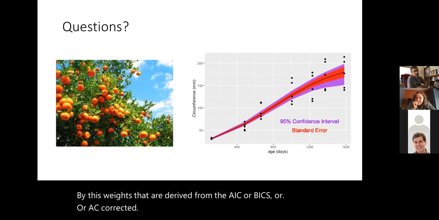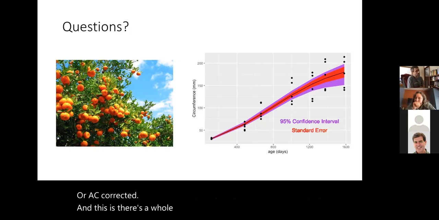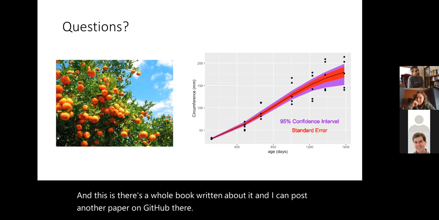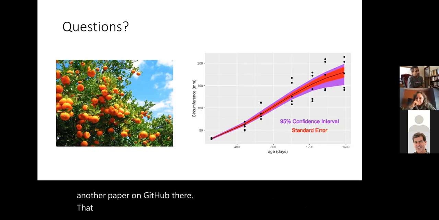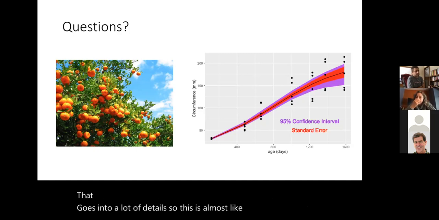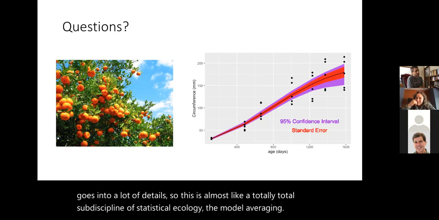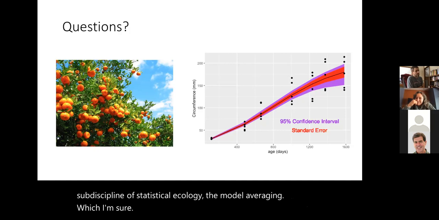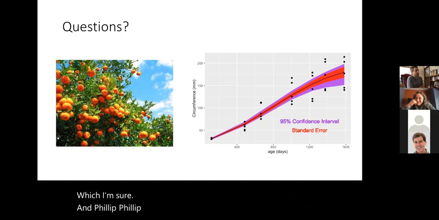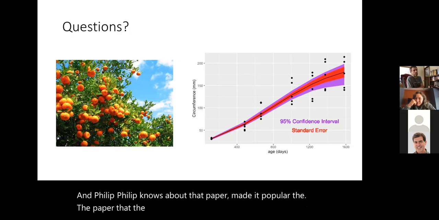And there's a whole book written about it, and I can post another paper on GitHub that goes into a lot of details. So this is almost like a total subdiscipline of statistical ecology, the model averaging, which I'm sure Philip knows about. The book I was just mentioning made it popular.